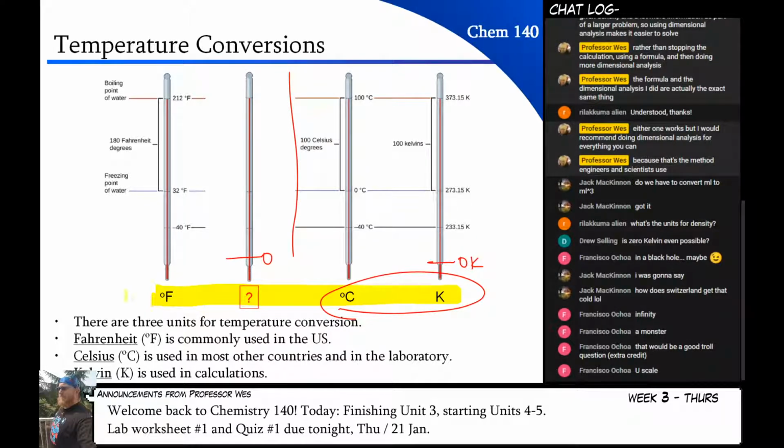I don't know. Do you have the right answer? No. No, you don't. This is actually called the Rankine scale.